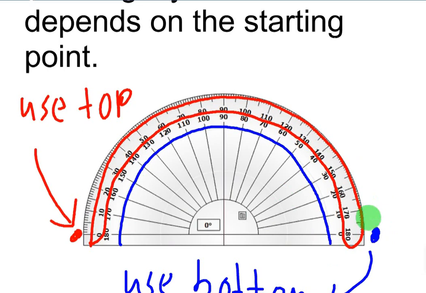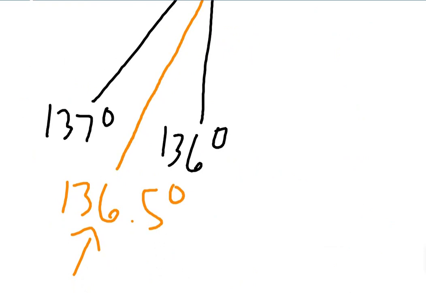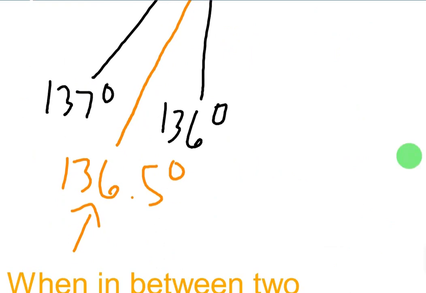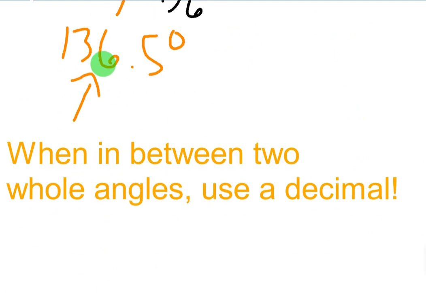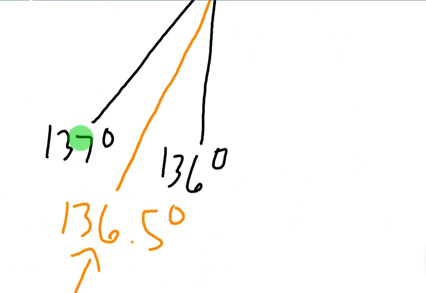It's pretty obvious though, we've already talked about acute and obtuse angles. An acute angle is less than 90, so these angles make sense for the bottom to the right, and then these angles make sense for the top if you're using the left. I want to point out a couple things. Sometimes you end up between two whole degrees, and you can use a half degree. When in between whole angles, use a decimal. For example, if you're between 137 and 136, use 136.5.